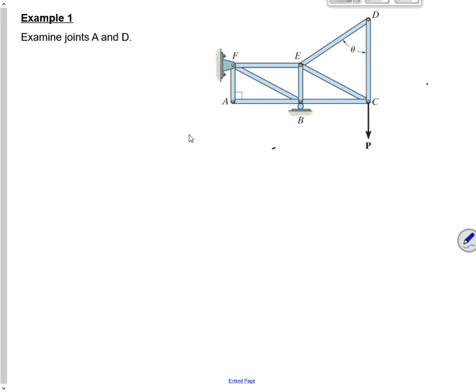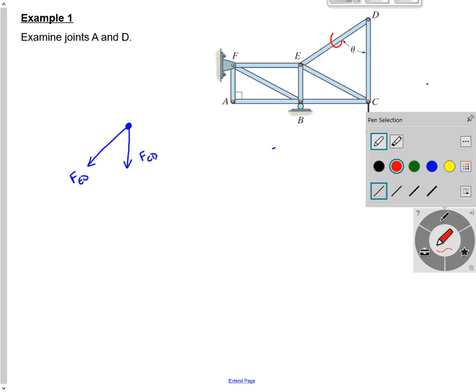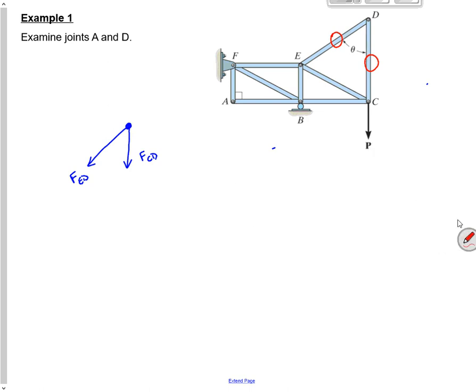If I look at joint D up here, at joint D, there's a force. I'm just going to make both of these point out. The only way that joint can be in equilibrium is if those two forces are equal to zero. And so both of those are zero force members. This is a zero force member and this is a zero force member. The reason that's true is just because of the loading. If it was a different loading, that may not be true anymore.